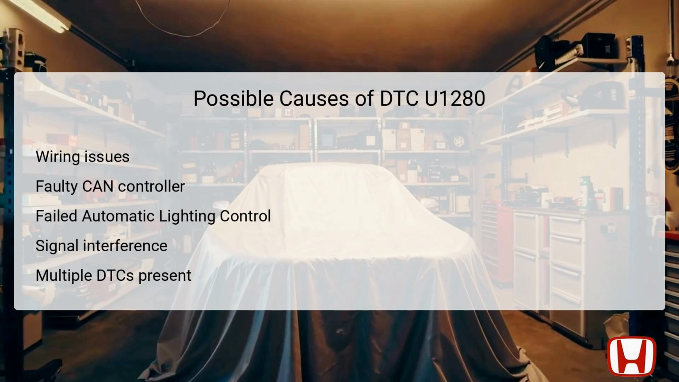First, wiring issues can lead to continuity problems, causing the CAN controller to lose communication with other modules. Second, a faulty CAN controller itself might be the cause, either due to physical damage or internal failure. Third, if the automatic lighting control unit fails, it may not correctly signal to the CAN, generating this DTC. Additionally, signal interference from other devices or malfunctioning components may disrupt communication flow.